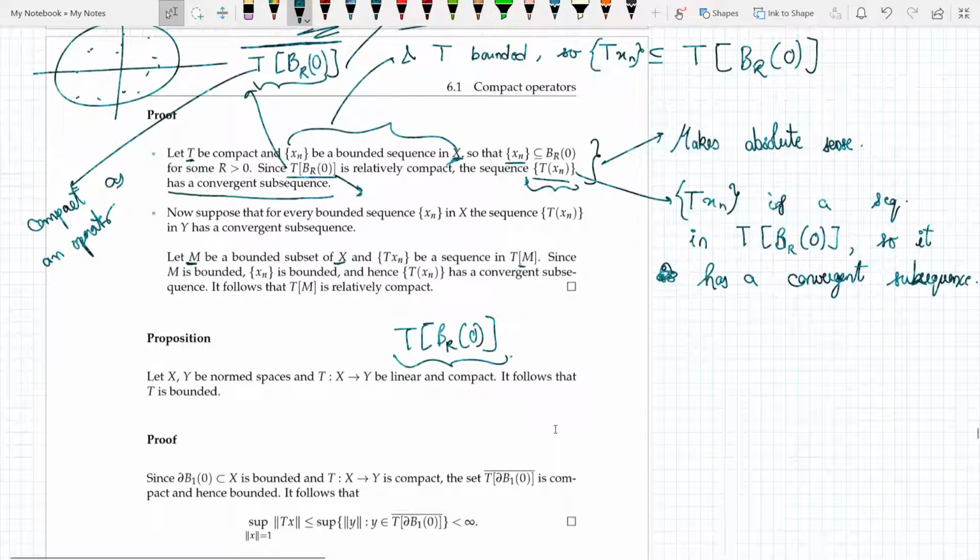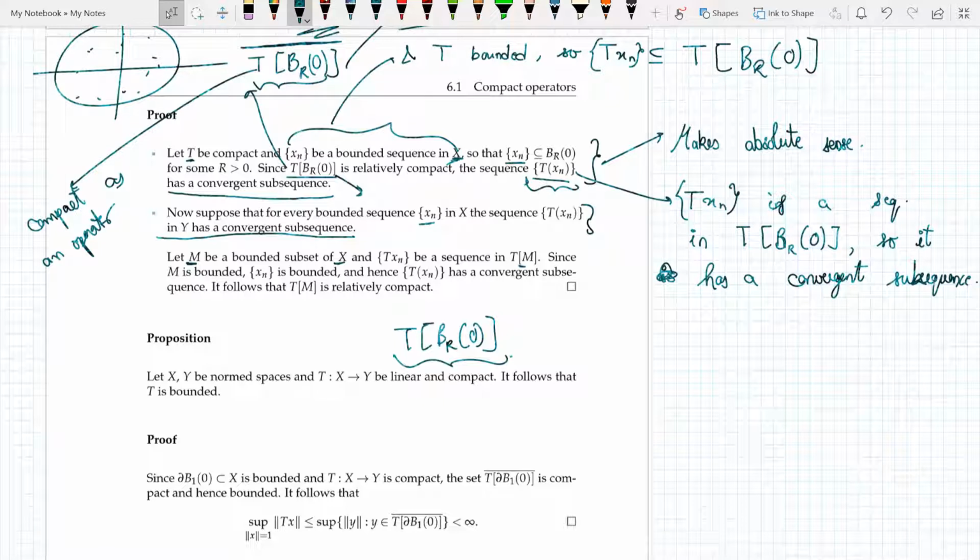Now the next thing that I need to do is, suppose that for every bounded sequence xn in X, the sequence Txn in Y has a convergent subsequence. This is my assumption now, what is given to me, and now I need to prove that T is compact as an operator. So let's start with this.